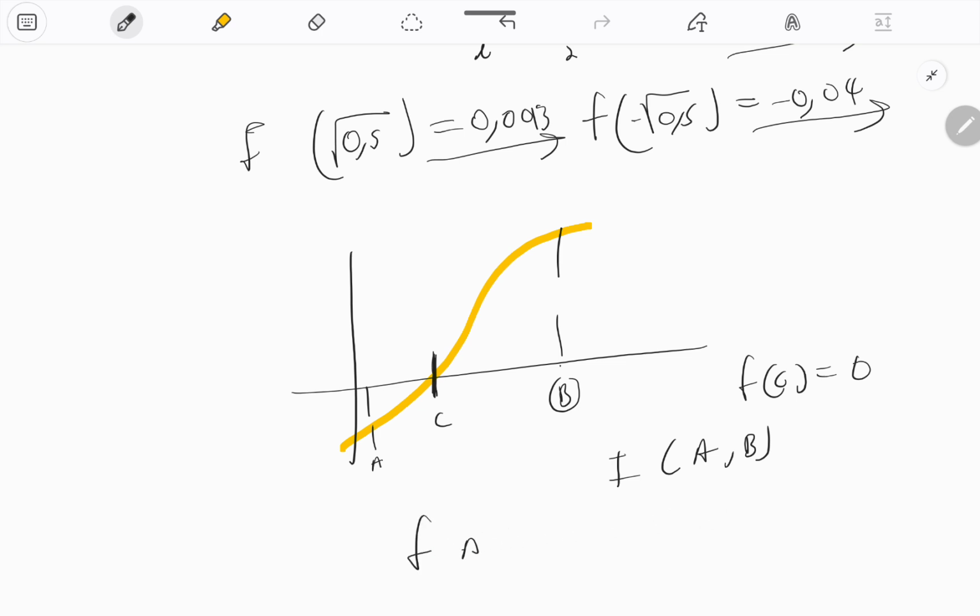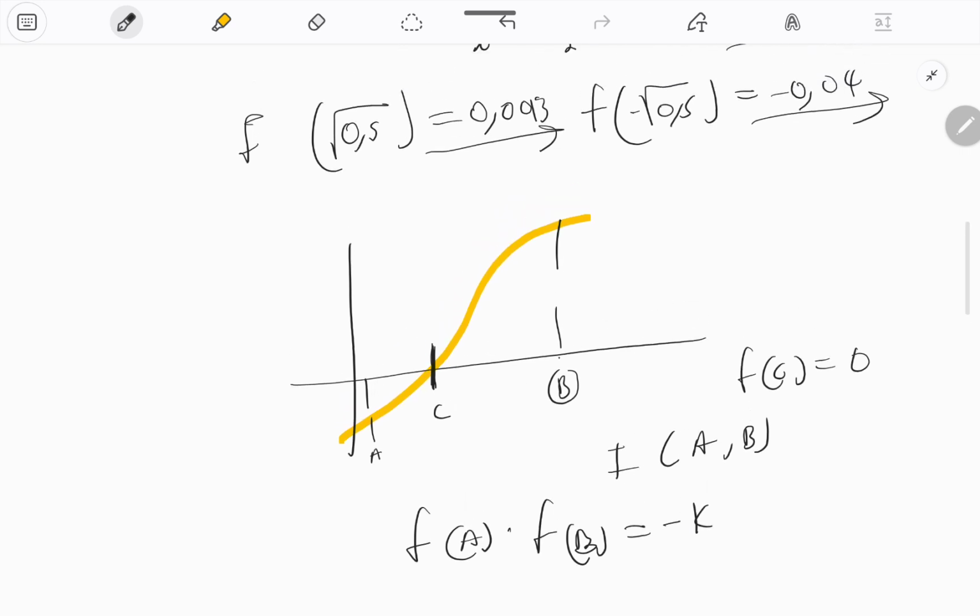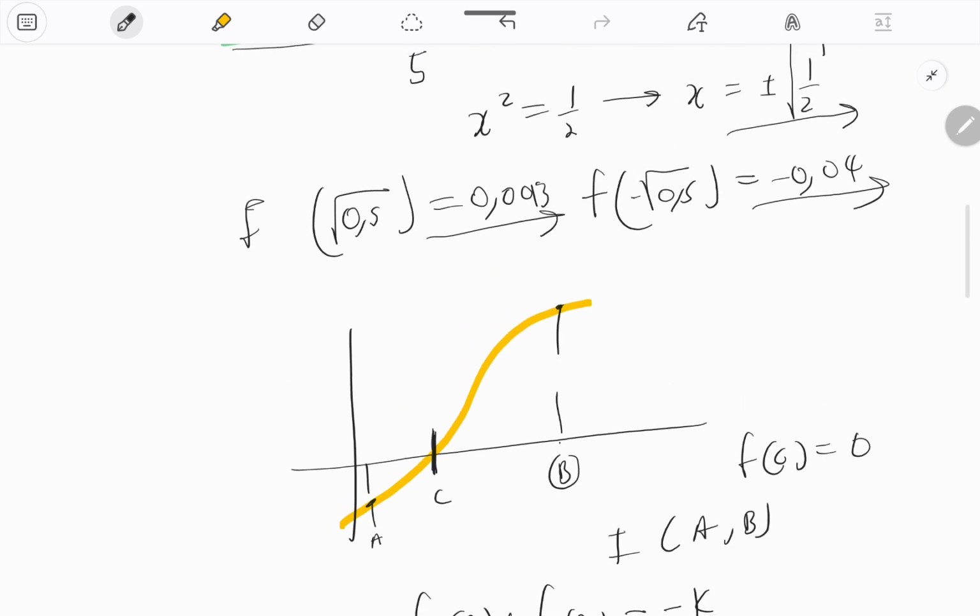Technically, the right way of writing this is saying f of a multiplied by f of b should give you a negative number, let me say negative k. That shows that they have different signs. If this one is positive, this one is negative, it says that surely in between those two points there should be a place where the graph cuts, or has a root. So far, if we input our answers and get a positive and a negative number, that means yes, there exists a solution in between.